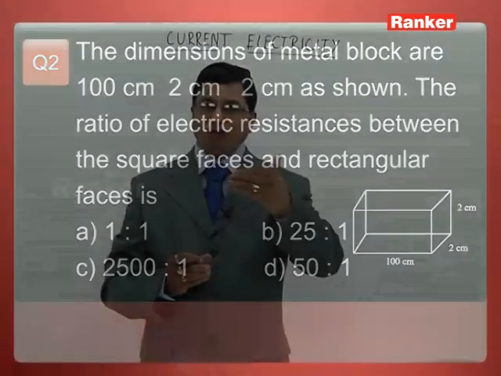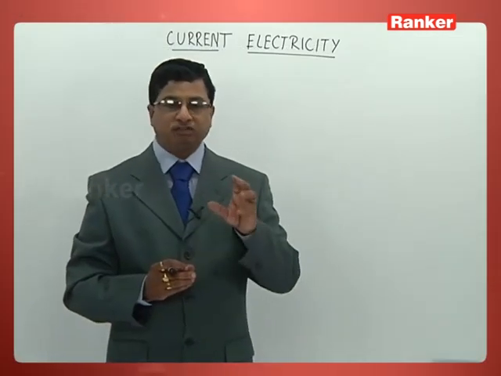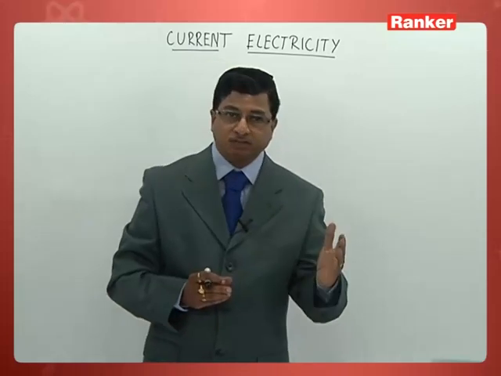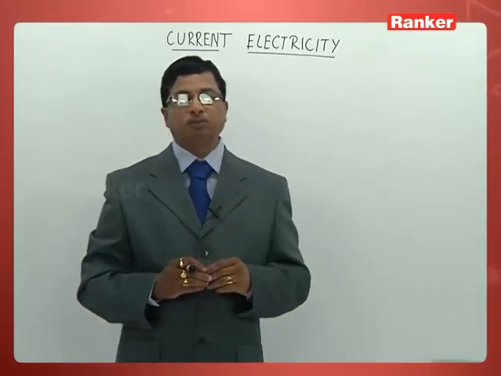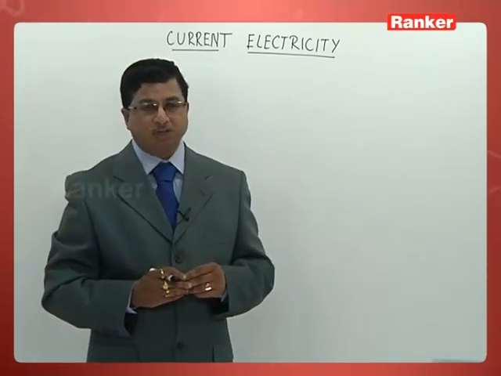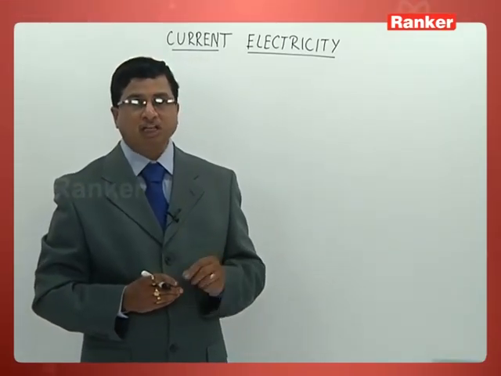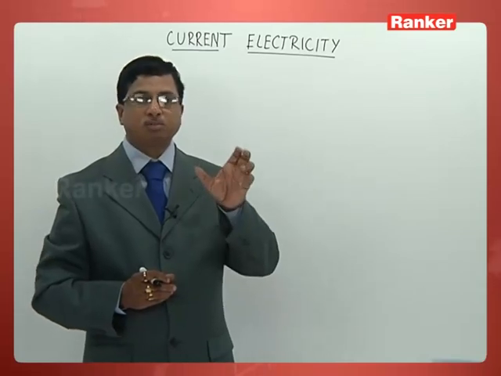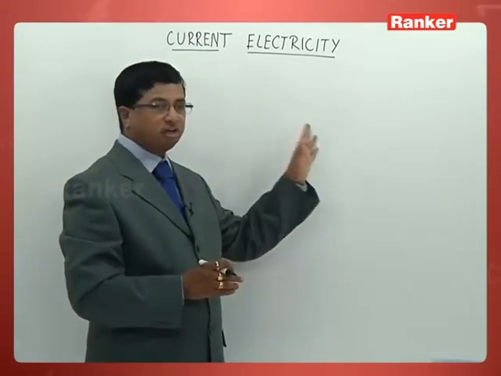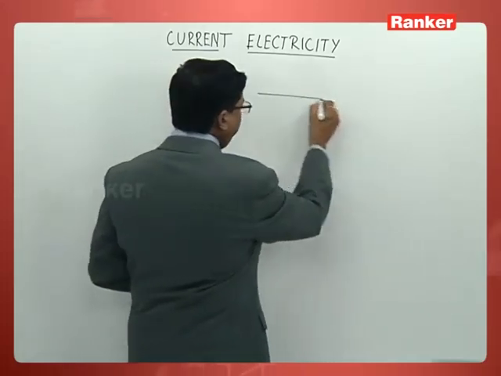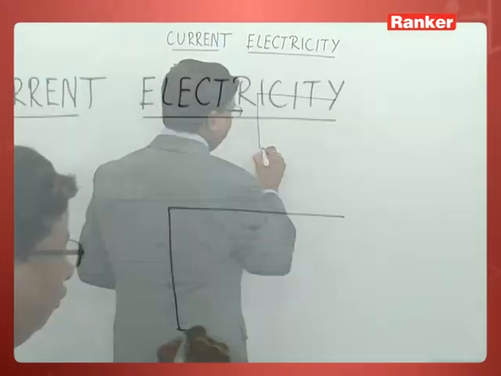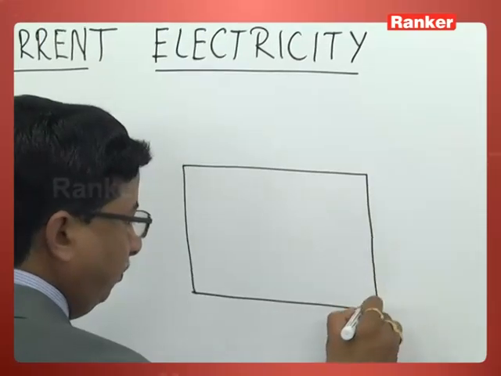And what is the ratio he is asking between the resistances between square faces and rectangular faces? The correct option for this one is C. In fact, 2500:1 is the correct option which we are going to get now. One thing you should understand, of course, is the way they have given this problem. First of all, you see.